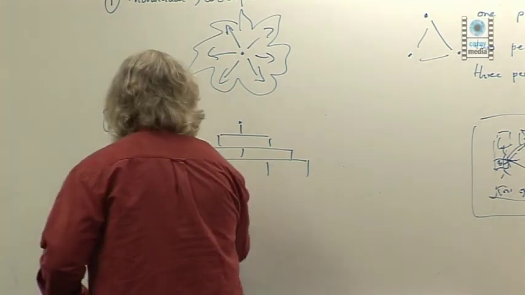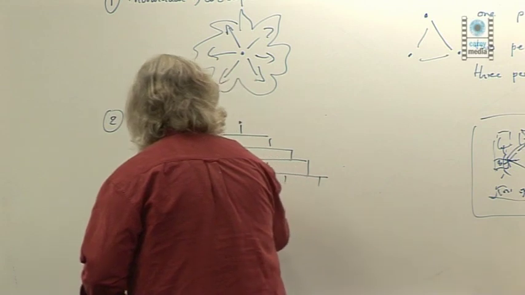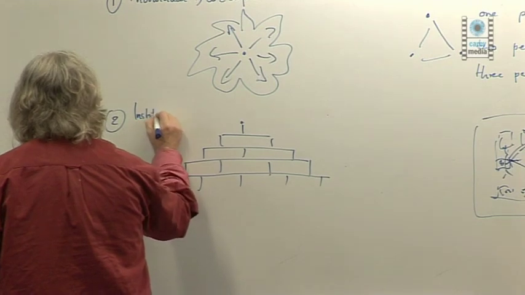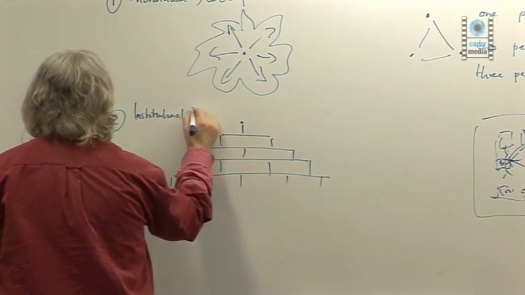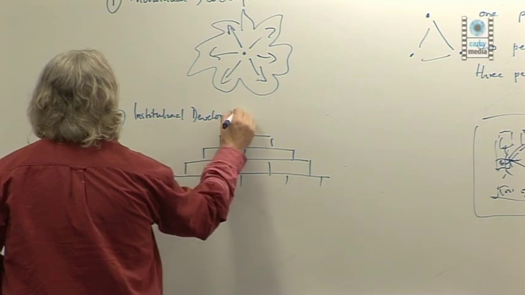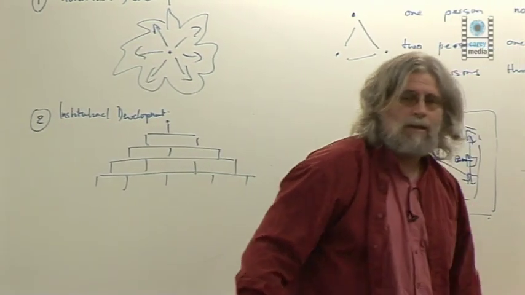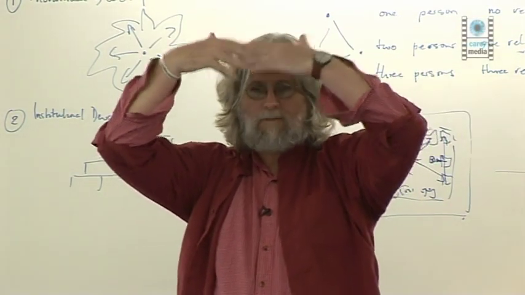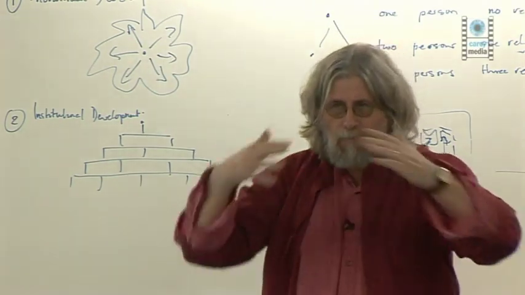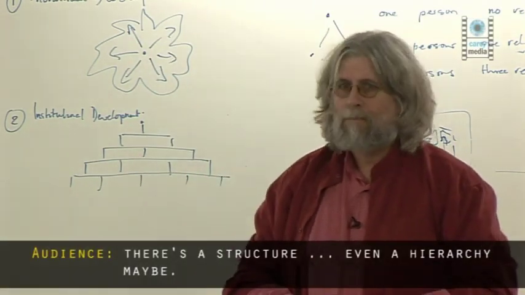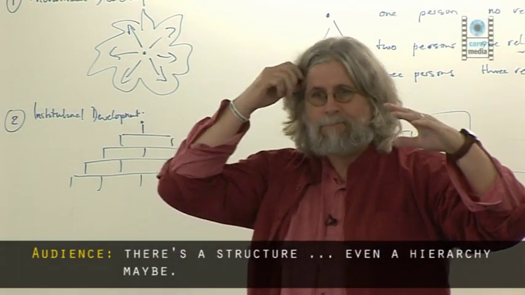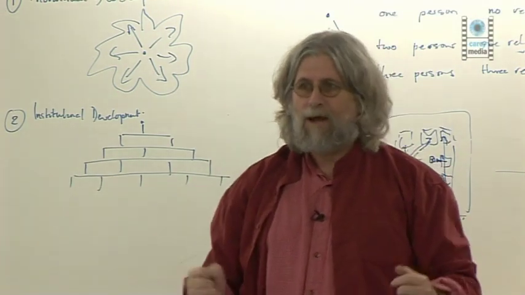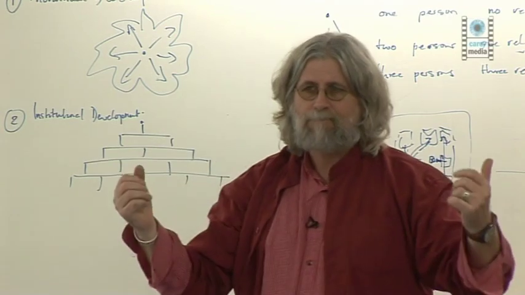Okay, you familiar with this? This is what we call the institutional model. What's happened here? How's it moved from an individual to an institutional model? What's changed here? There's a structure now, yes. There's a hierarchy, yes. That's right. So there's now a hierarchy, there's a structure.